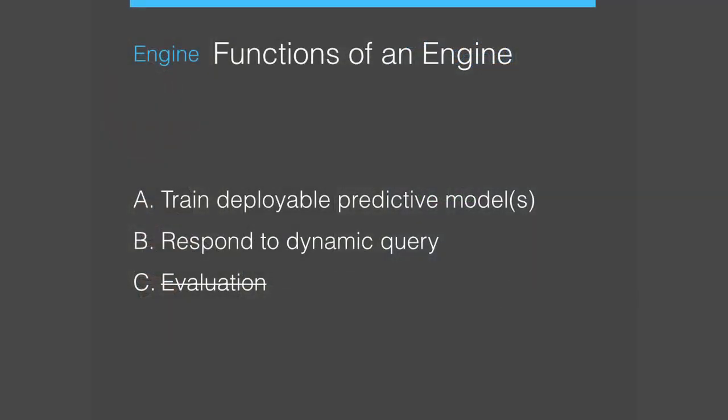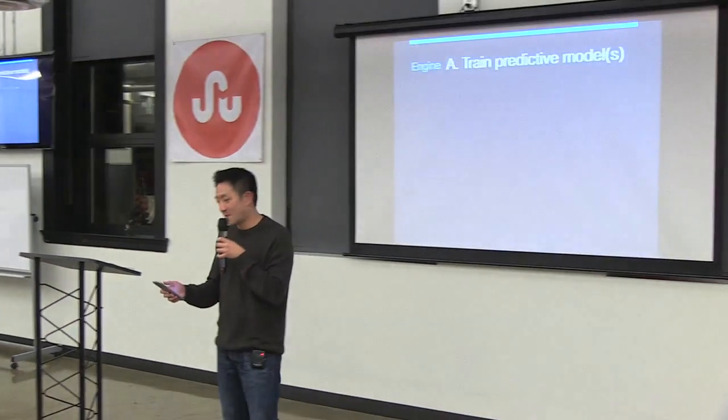So I'm going to talk about two functions of an engine. We're not going to touch upon evaluation tonight because we don't have enough time. But we can talk about the two main functions that an engine can perform. The first one is to train a deployable model. The second one is, after you deploy the model, how does an engine respond to the real-time query from a mobile application? Part one, train a predictive model.